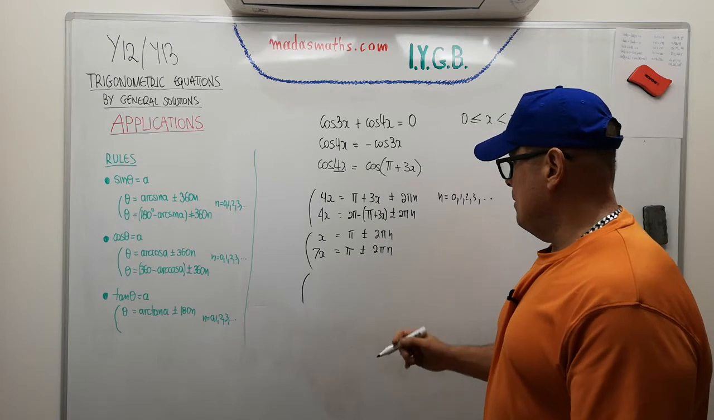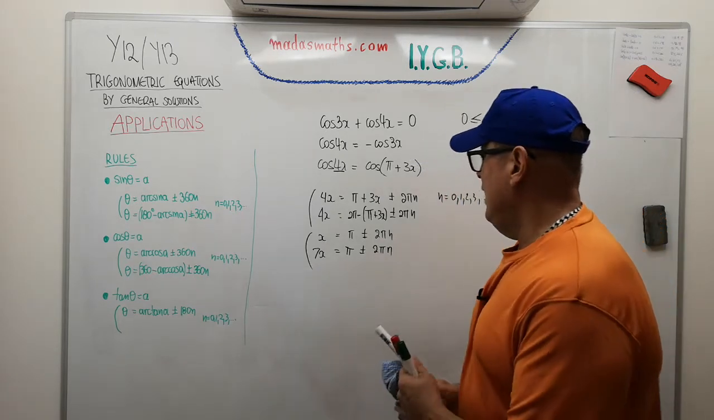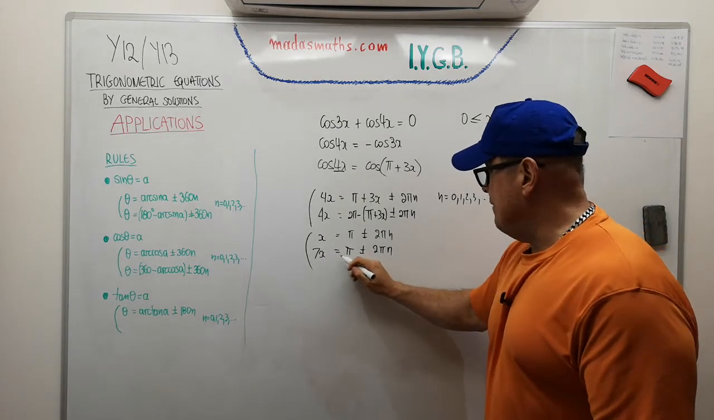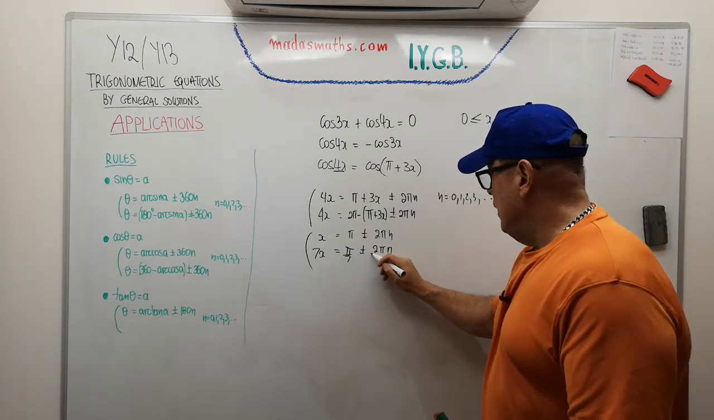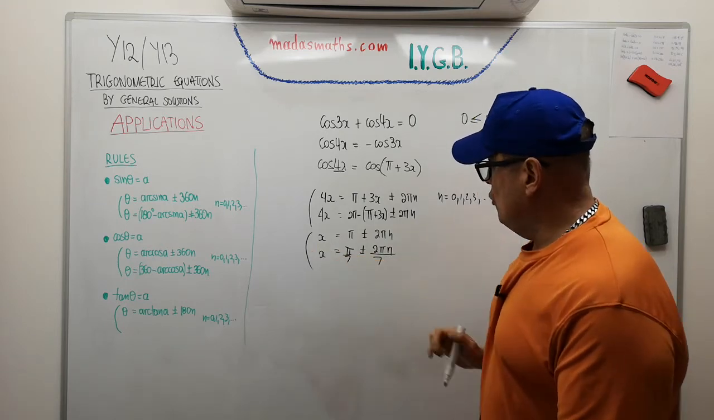So I'll be writing it. Let me save a line, rather. What I'm going to do is divide the whole equation by 7. So over 7, and lose the 7 from the front. So this is my general solution.